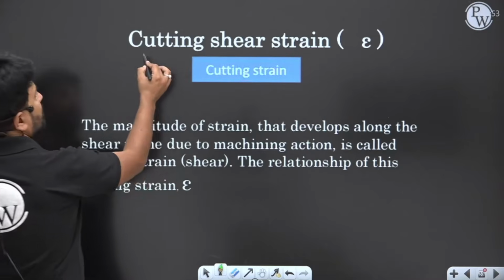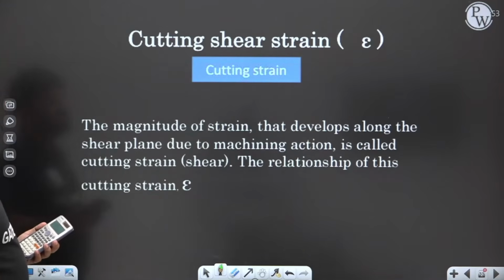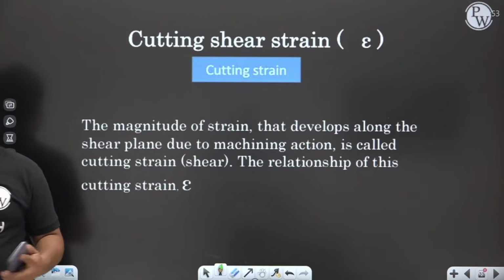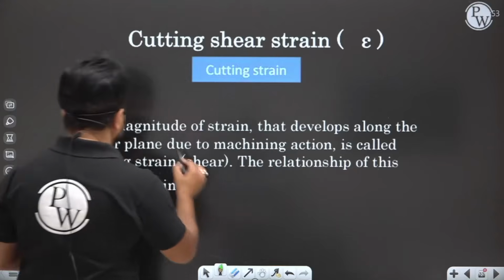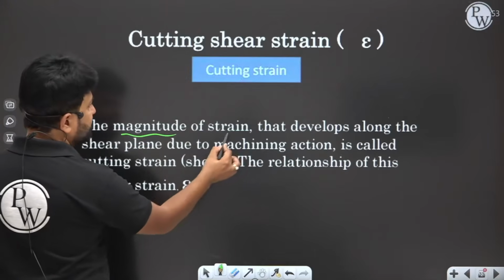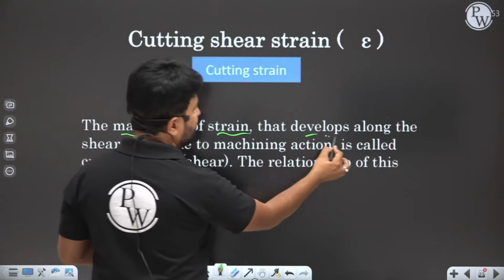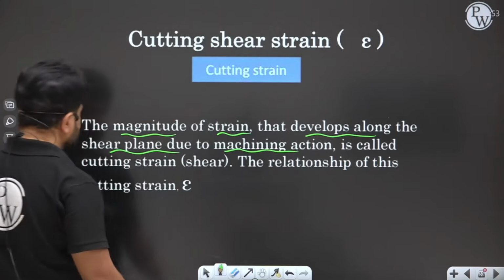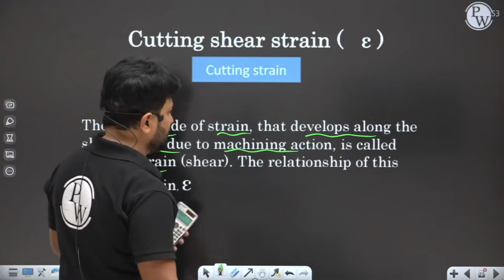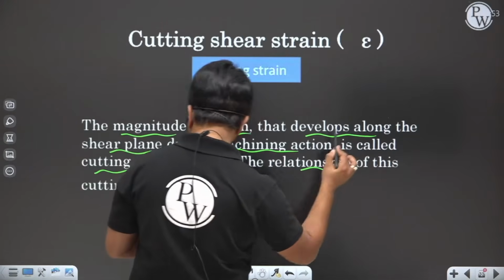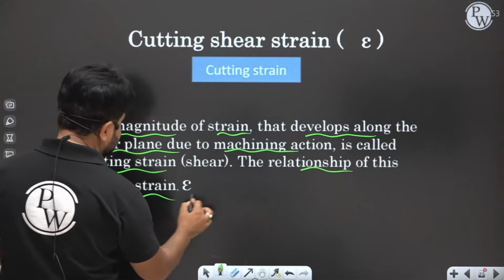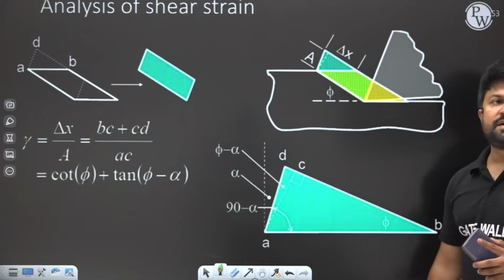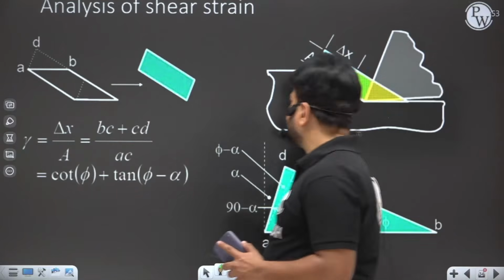So, what do you mean by cutting shear strain? My dear student, what do you mean by cutting shear strain? The cutting shear strain is basically the magnitude of strain that is developed along the shear plane due to machining action. The relation for the cutting shear strain is cot phi plus tan of phi minus alpha.